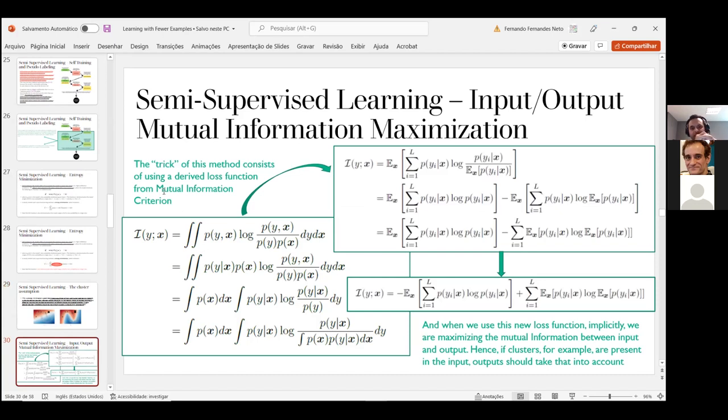In the semi-supervised learning setting, the author presents the input and output mutual information maximization. And here, without going deep into the mathematical development of this idea, but trying to explain very briefly, the objective of this mathematical development is to apply what we call the trick of using a derived loss function from the mutual information criterion, right?